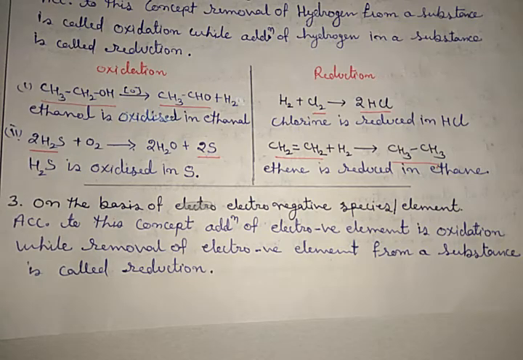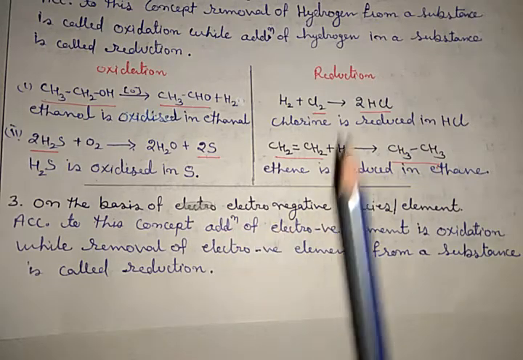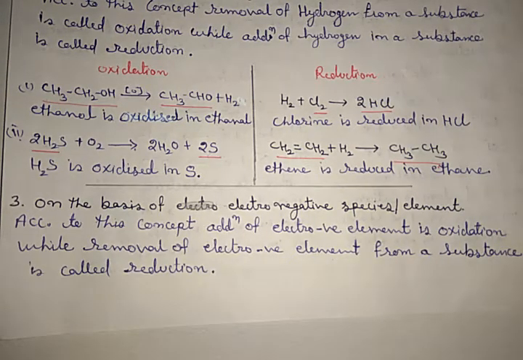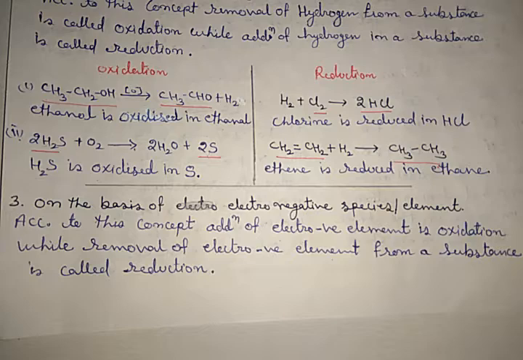Electronegative species, that means which generally have negative charge. Those elements or species which generally have negative charge, or whose behavior is making anions, come in this category. They are similar to oxygen, because oxygen also has electronegative nature, since oxygen forms the O negative two ion, as we discussed in class 9.